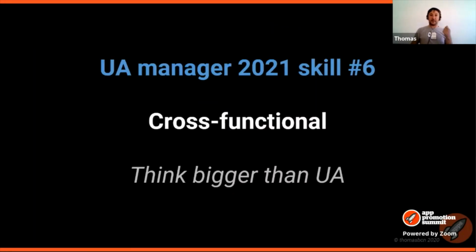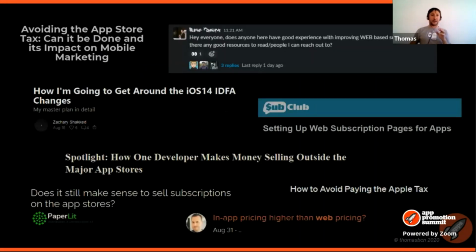So skill number 6 is be cross-functional and think bigger than acquisition. I think I'm running a little bit out of time, but I'm still going to take my chances on it. With the 7th skill, I put all these examples here. I'll show the slide, don't worry. A lot of subscription apps are asking, how can I go and sell on the web? Because I'm not going to pay the Apple fee, because then I don't depend on the IDFA, because then I own the customer relationship, and so on.